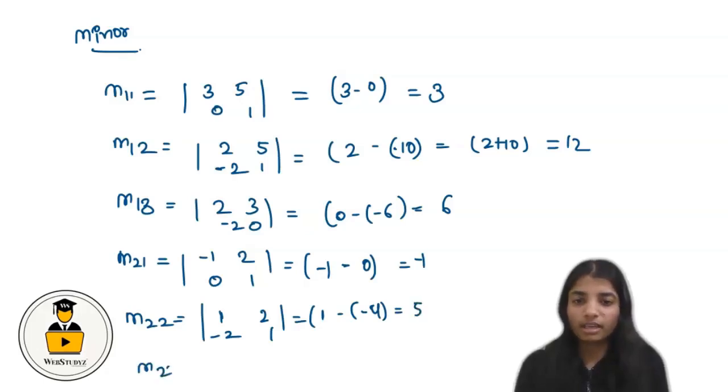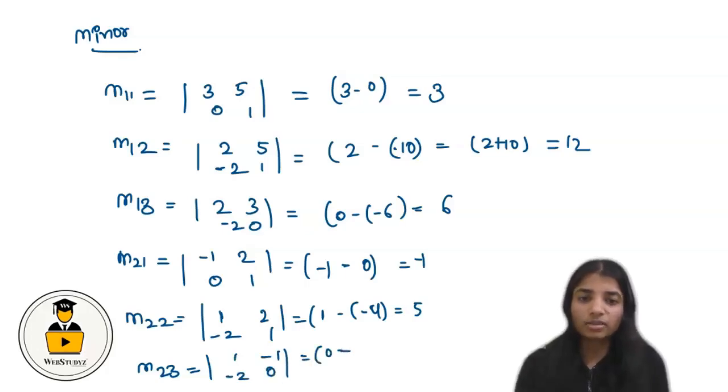In the same way, the value of M23: cancel the row and column which consists of the element A23, and write the remaining in the form of a matrix. That becomes 1, minus 1, minus 2 and 0. So 1 multiplied by 0 is 0, minus of minus 1 multiplied by minus 2 is minus 2, so this becomes equal to minus 2.